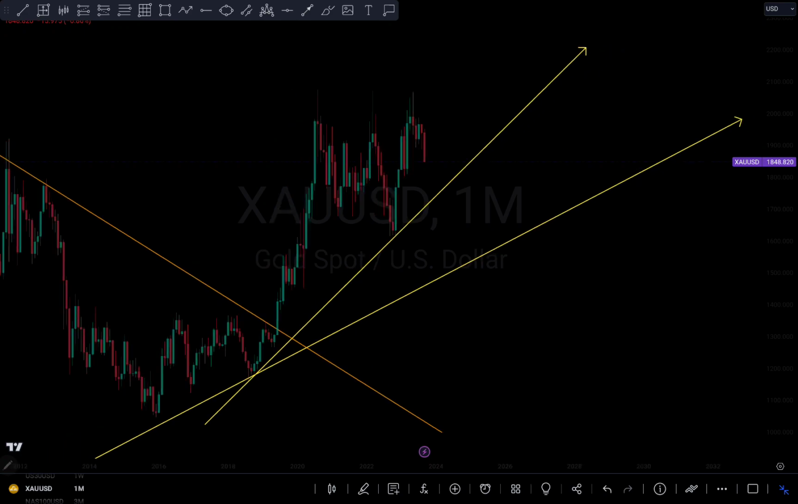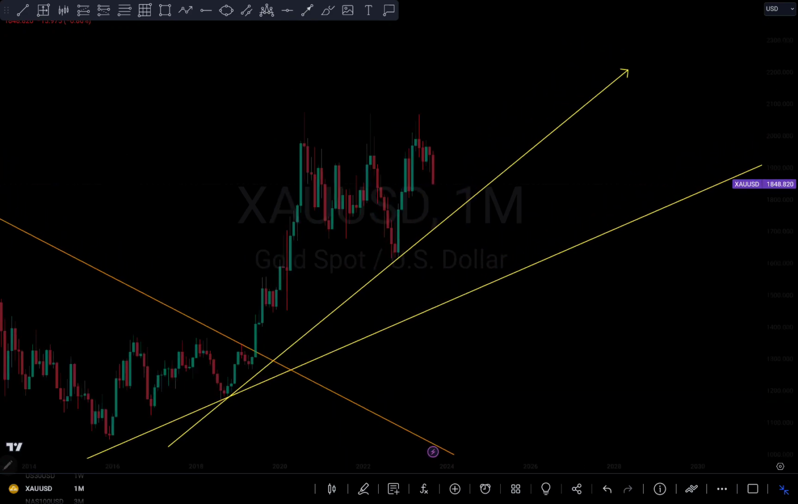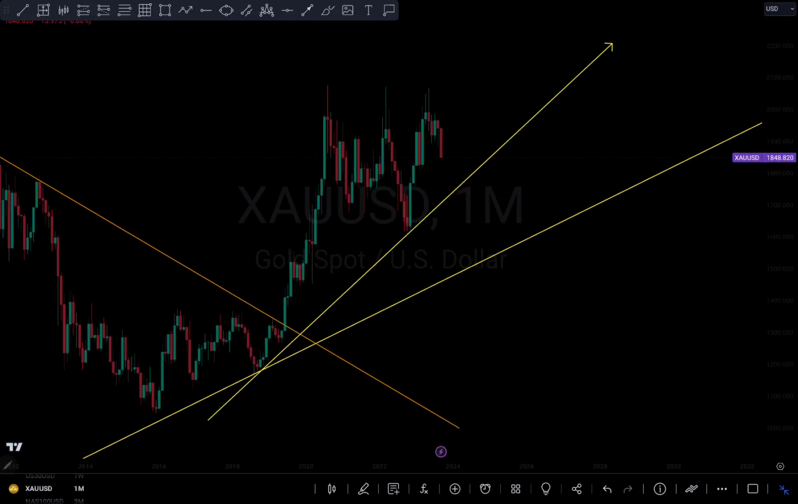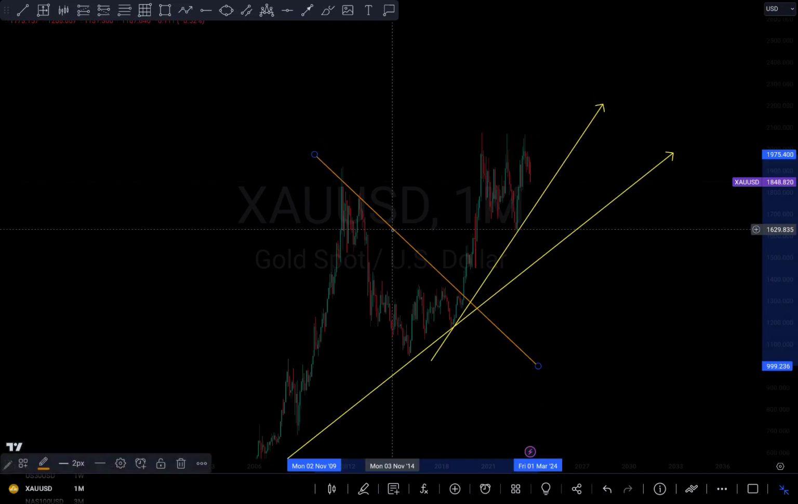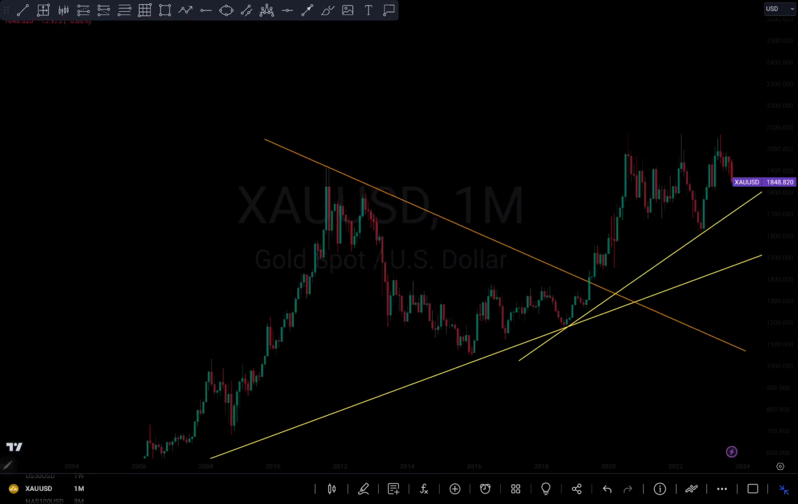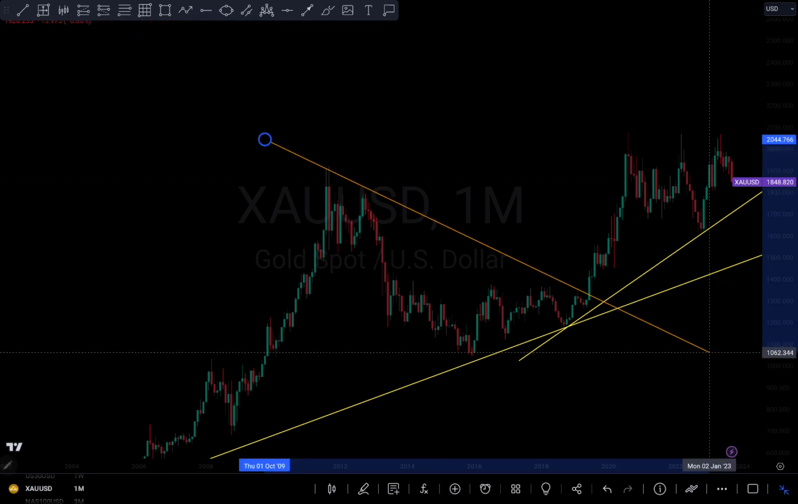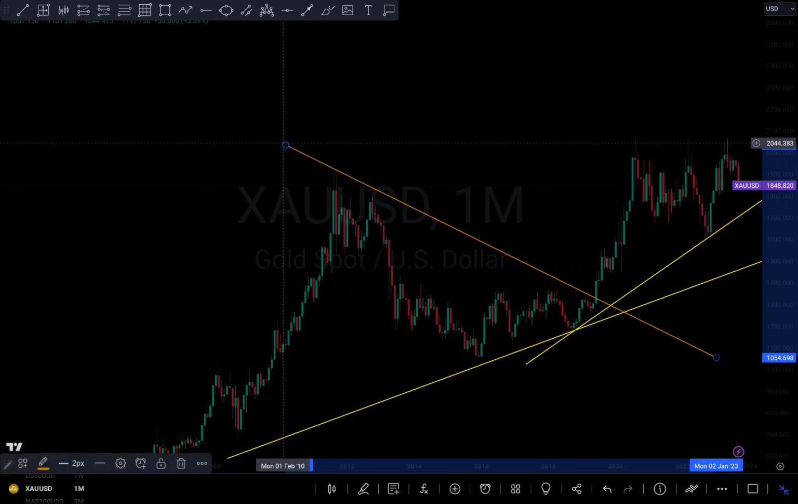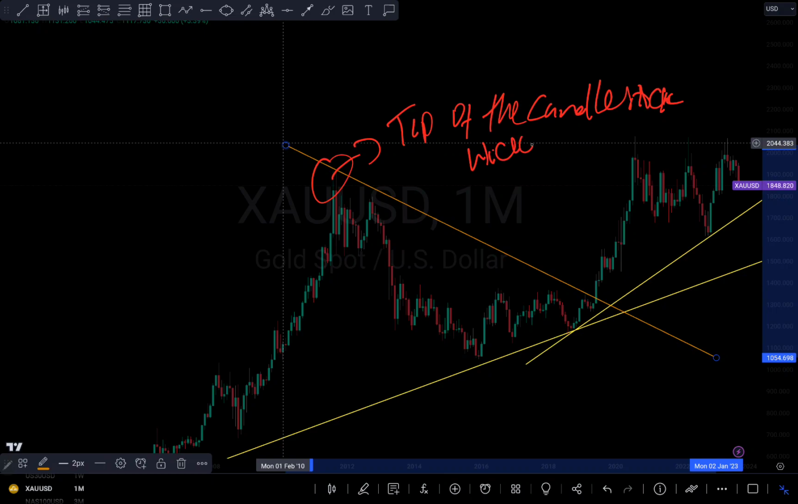So now let's see how that is. We can see right here, this is a valid trend line. Apart from, no, because I don't like putting my trend line at the body, I'll correct this back. I prefer putting my trend line at the wick, at the tip of the candlestick wick. But like I said, some people like at the body.